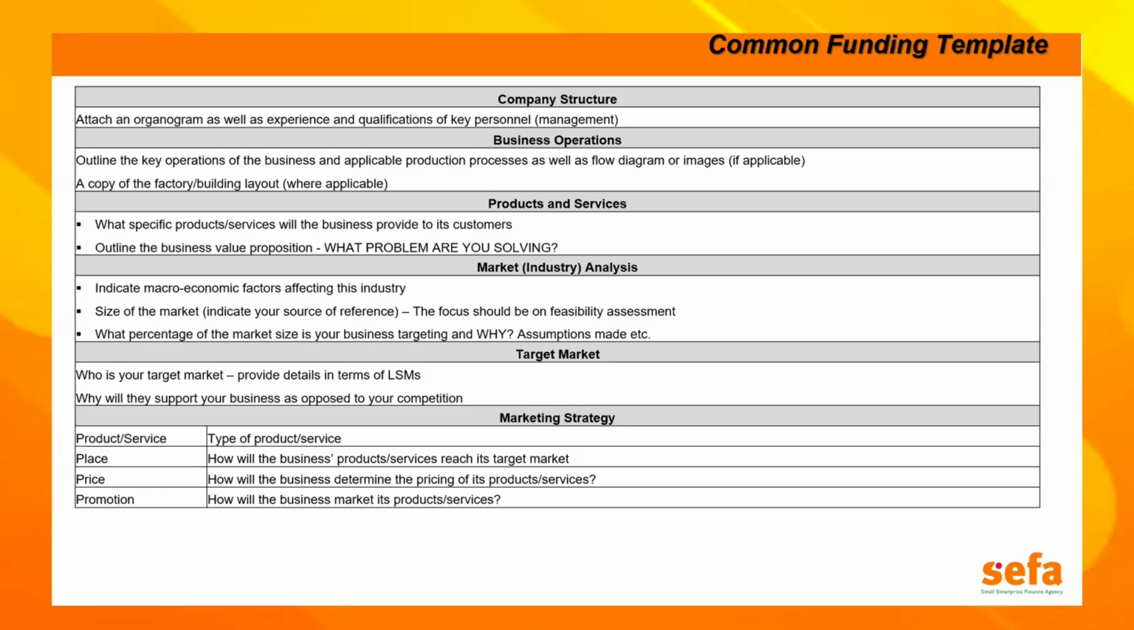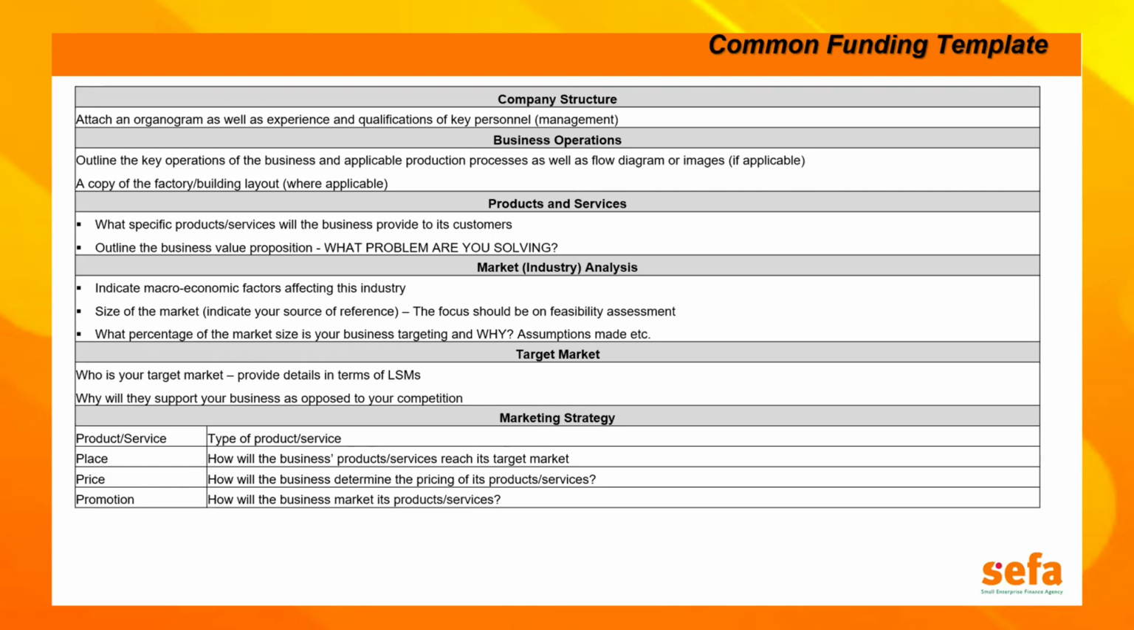The second part, we need to be told about the business operations. Here we're talking about outlining the key operations of the business. The production process, if it's a manufacturing business, or if it's a retail business, we need to know exactly how the whole thing works. Again, it might be useful to also put the layout of the factory or the building where it's applicable. Remember, when someone submits an application, the first document that the deal makers come across will be this document.